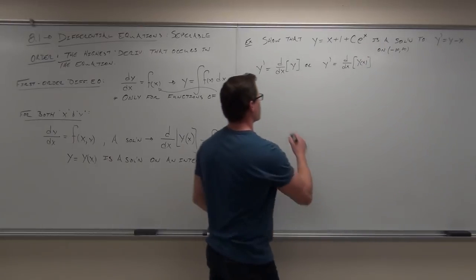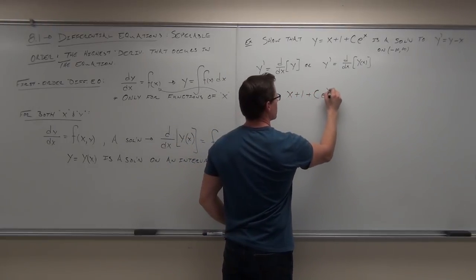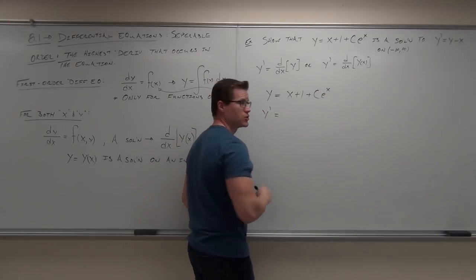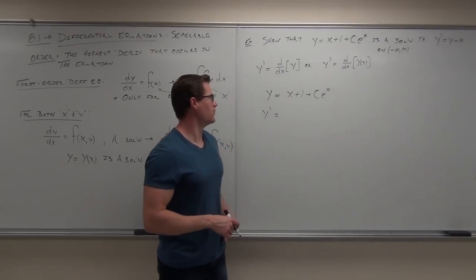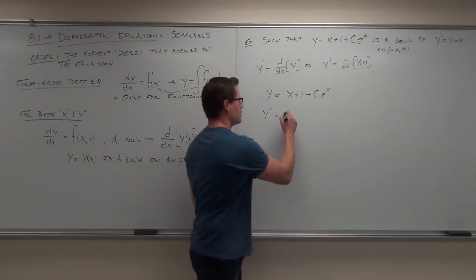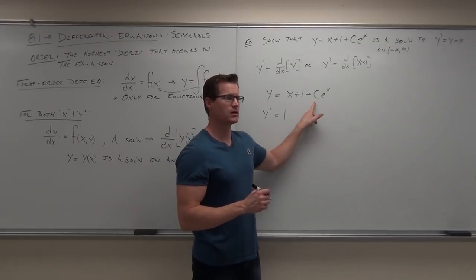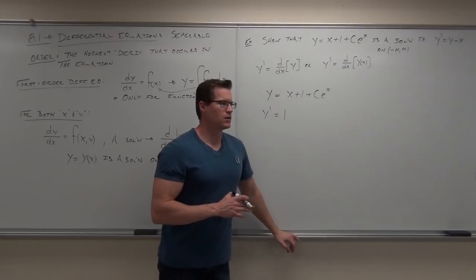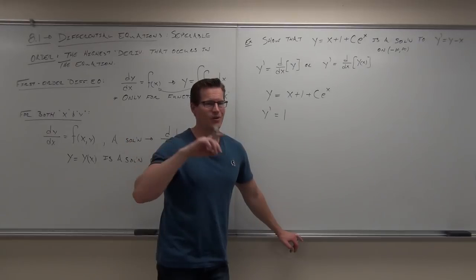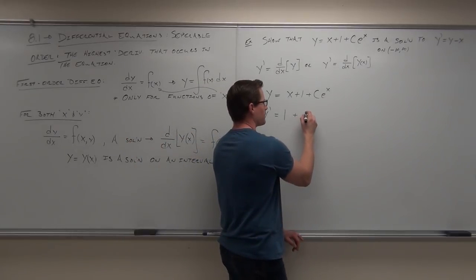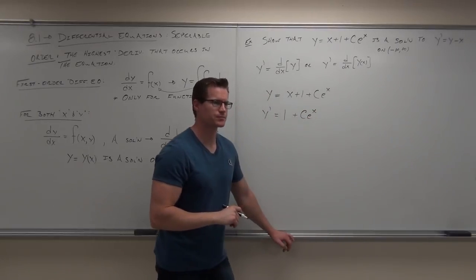So let's start off with y equals x plus 1 plus c e to the x. Can you tell me what y prime is? Do you guys know how to take some derivatives? Of course you do. So what's the derivative of x? What's the derivative of 1? 0. Perfect. Can you do the derivative of c times e to the x? Do you need a product rule for that? C is a constant. So no. So plus what? e to the x. So c e to the x. That's perfect. That's exactly right.